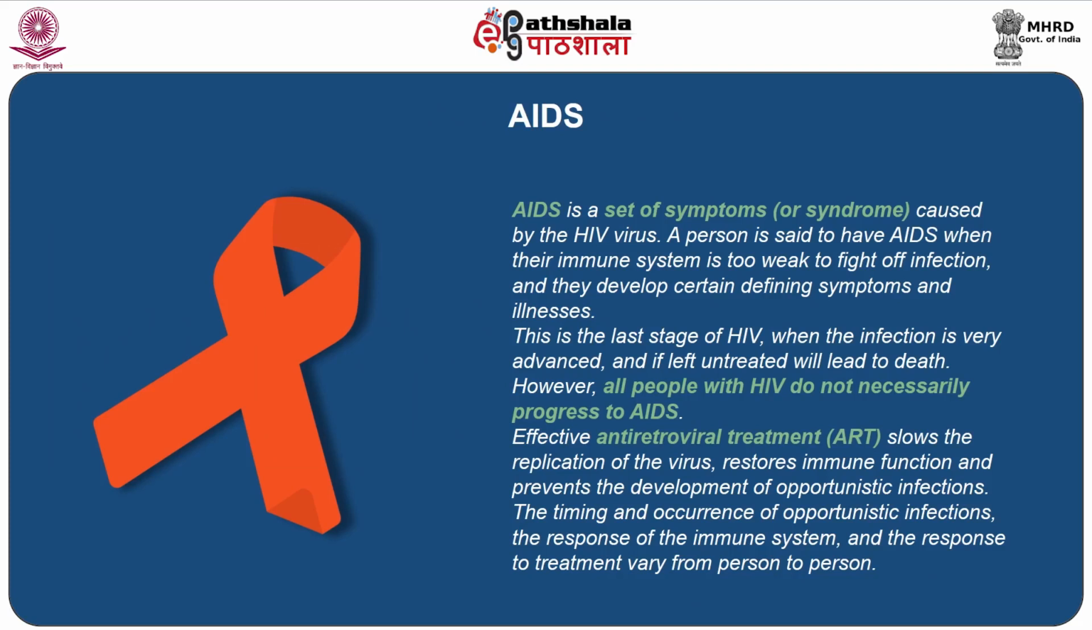Effective ART, or the antiretroviral treatment, slows the replication of the virus, restores the immune function, and prevents the development of opportunistic infections. The timing and occurrence of opportunistic infections, the response of the immune system, and the response to treatment vary from person to person.